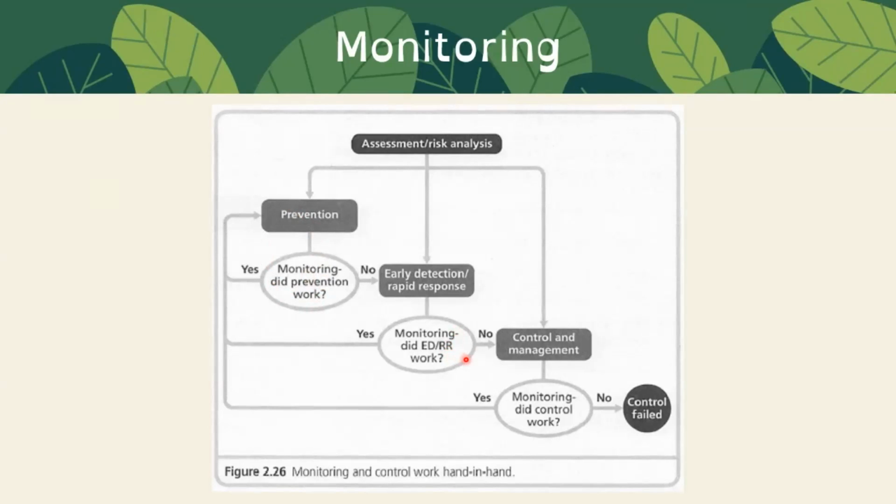If the monitoring didn't work, we go to control and management, or in the risk assessment, if we've recognized that there is an invasive or non-native species that we need to deal with, then we deal with control and management, which we're going to talk about more in a moment. So then if the control worked, we monitor that. If the control worked, then we go back to prevention. If it didn't, the control failed and we need to figure out something else. We need to start again and hopefully figure out a better tactic.